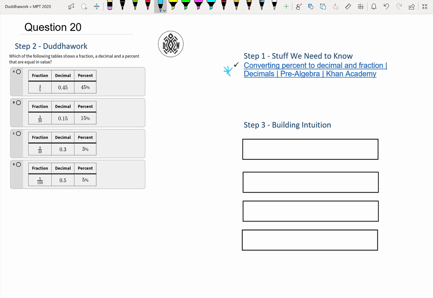So for this problem, we are asked, which of the following tables show fractions, a decimal, and a percent that are equal in value? So essentially we have the same number expressed as a fraction, a decimal, and a percent, but only one of them is going to be correct and all the other three are going to be false. So again, we need to understand what's going on, and you need to know how to convert from a fraction to a decimal to a percent.